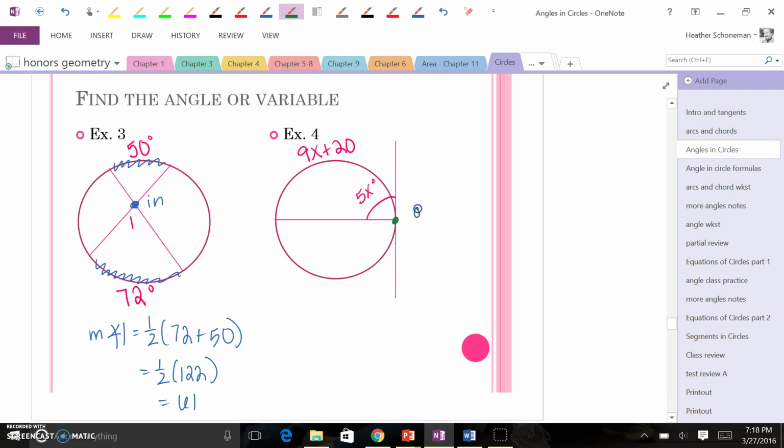The vertex is on the circle. When it's on the circle, the angle, which is 5x, the angle is always closest to the vertex, and you always write the angle equals, followed by something else. Well, it's going to be 1/2 of the intercepted arc, and the intercepted arc is 9x plus 20. We've done this before. Get rid of the 1/2. Multiply both sides by 2, leaving you with 10x equals 9x plus 20, so x equals 20.